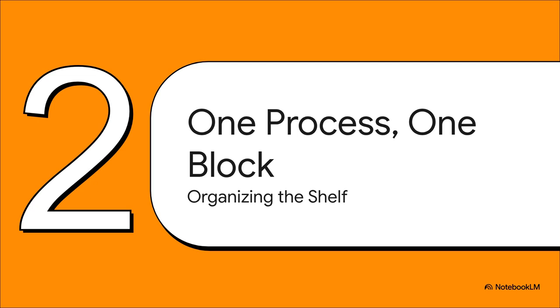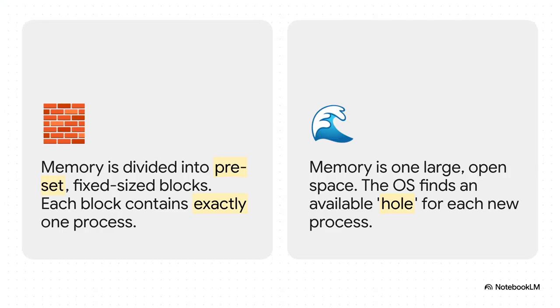Right, so even with this really simple rule, one program, one block, the operating system still has a choice to make. Does it organize the shelf beforehand into neat little sections, or does it just leave it as one big open space? And this leads to two main strategies. So you've got two ways to organize the shelf. On the one hand, there's fixed-size partitions. Think of this like pre-building equal-sized cubbies on our bookshelf. Each program gets one cubby. It's simple, sure, but also pretty limiting.